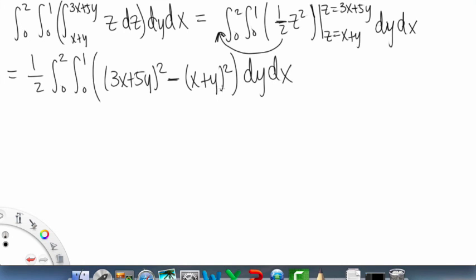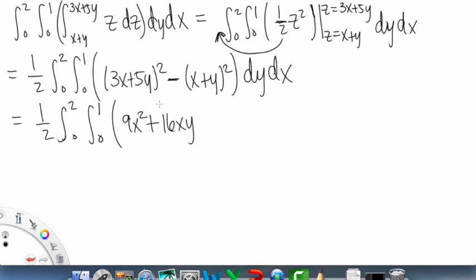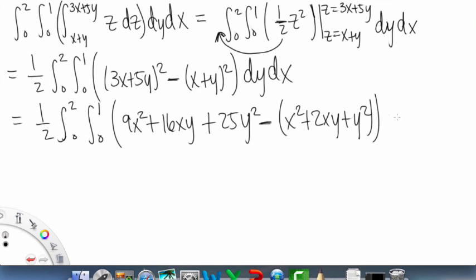So, okay, now we're just going to do a little bit of arithmetic to simplify in here. Maybe that was the wrong word. Maybe it's more like algebra. I think it's algebra. Okay, so we'll get 9x squared plus 8xy times 2, 16xy. And then, yeah, that's right. Plus 25y squared minus x squared plus 2xy plus y squared, right? Okay, and then we have dy dx.